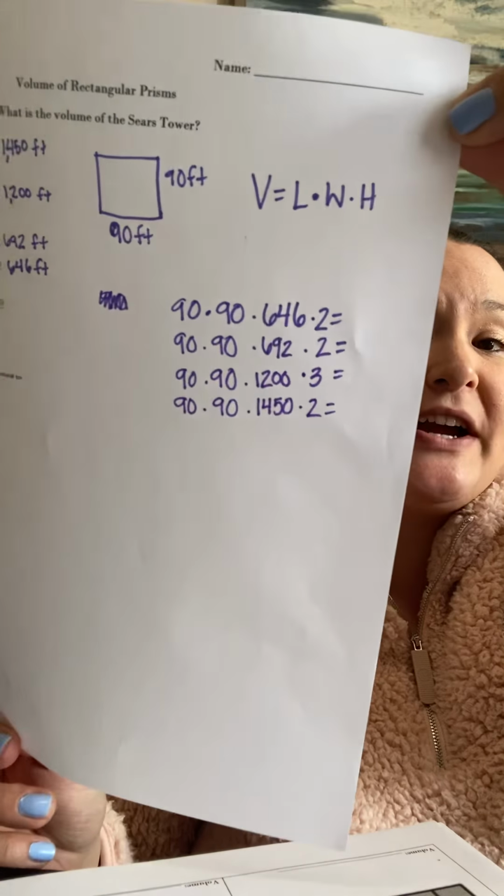Now, if I'm going too fast, obviously pause me and press play once you get it together. Then you can write it out if you want to, or you can use a calculator. I'm going to use a calculator because this is a lot of big numbers.